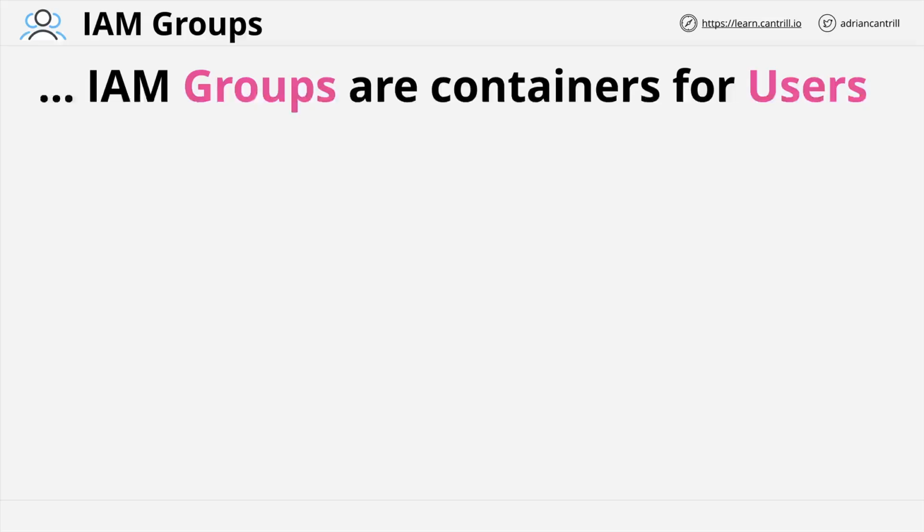So let's get started. IAM groups, simply put, are containers for IAM users. They exist to make organizing large sets of IAM users easier. You can't log in to IAM groups, and IAM groups have no credentials of their own.